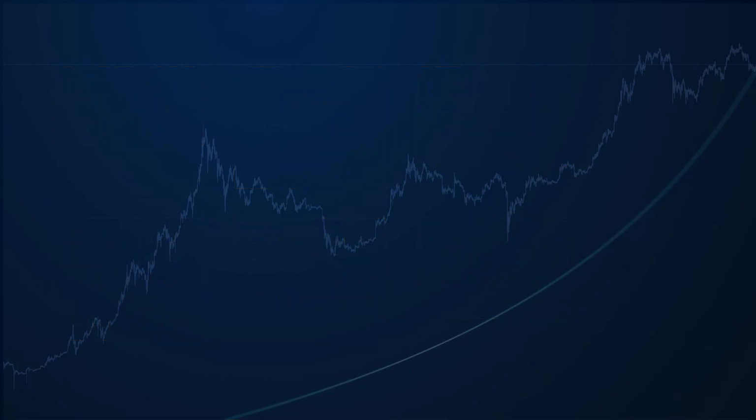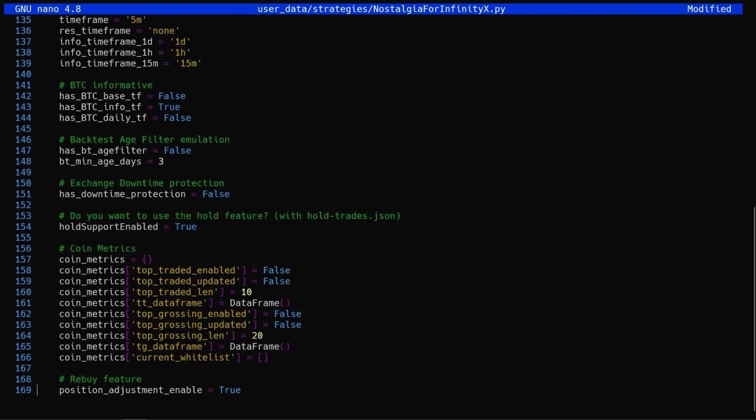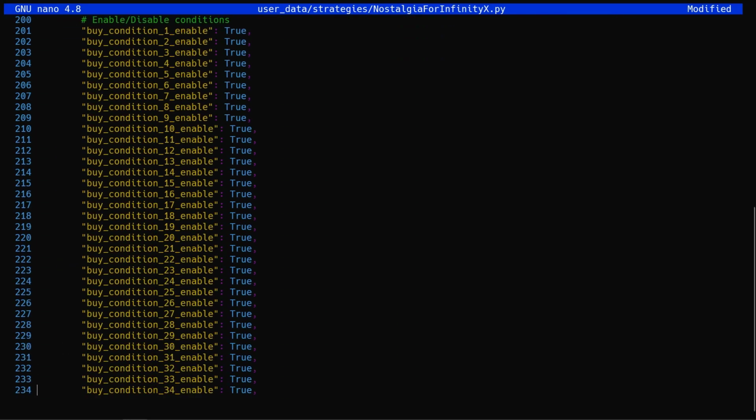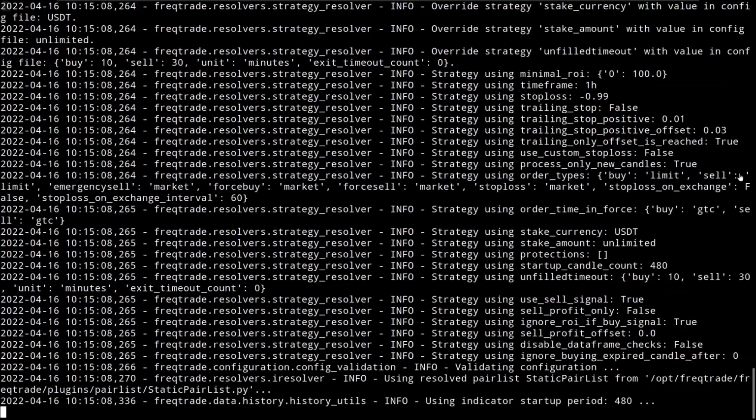But now the proof of the pudding. Will the strategy be able to make profits during backtesting, and how probable will it be that it will provide us with profits in real trading? Let's see this in action.